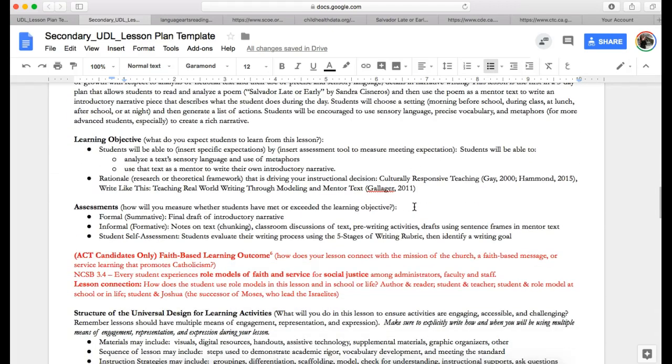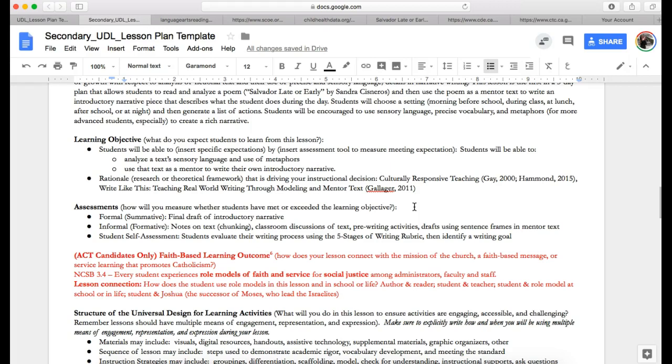The rationale, this actually comes from your coursework here at USD. This is where you'll be learning about the different research and theoretical frameworks. So we chose 2 that we were going to focus on for this, which is Culturally Responsive Teaching by Geneva Gay, and then there's also a book by Hammond in 2015. And then Write Like This: Teaching Real-World Writing Through Modeling and Mentor Text by Gallagher. So if there's something that you learn in your literacy class, then you can be like, oh yeah, who was that?